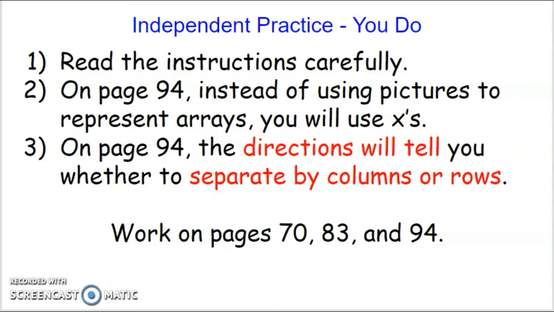Number 3, on page 94, the directions will tell you whether to separate by columns or rows. Pay attention to that. In some problems, they will ask you to separate by columns. In other problems, they will ask you to separate by rows. And then lastly, what pages are you working on? I would like for you to work on pages 70, 83, and 94.